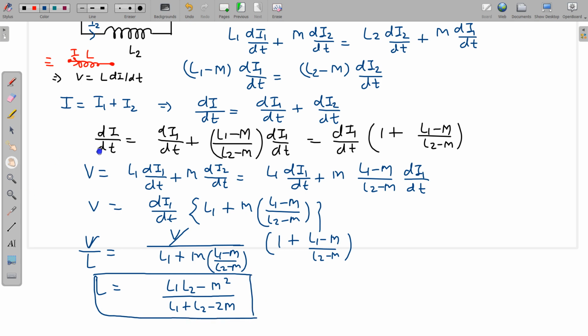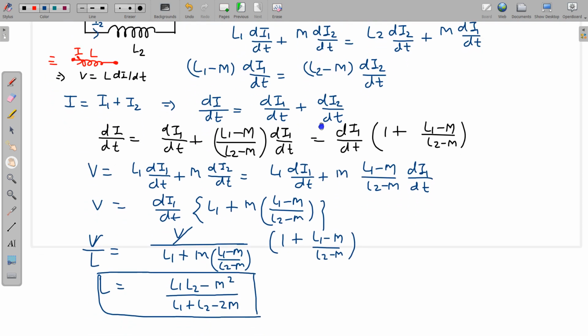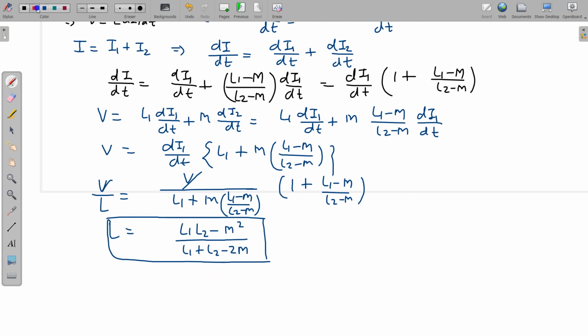Suppose I take the case when the mutual inductance is opposing the flux due to self-inductance. In that case it will be minus here and minus there, so you can replace M by minus M in your calculations. If the mutual inductance is opposing, then L will come out as (L1 L2 minus M squared), since there is no effect of replacing M by minus M here, divided by L1 plus L2 plus 2M, since replacing M by minus M makes it plus here. So this is the answer for the equivalent self-inductance.